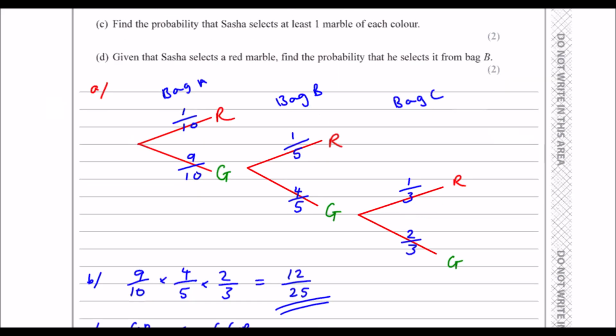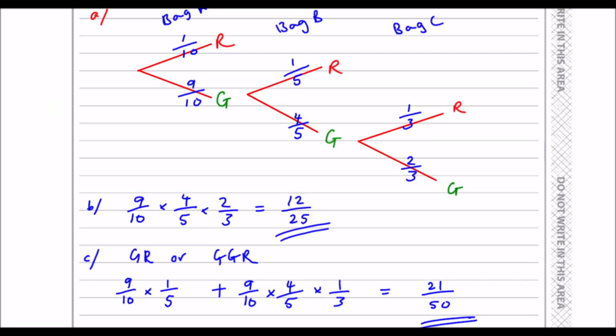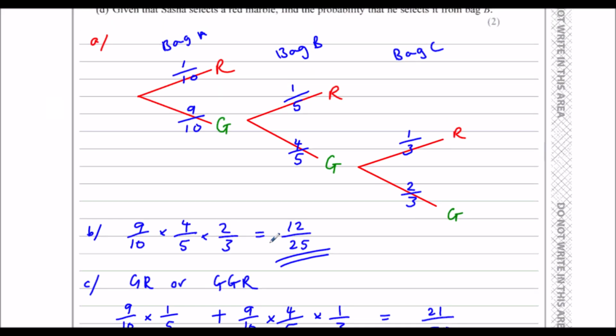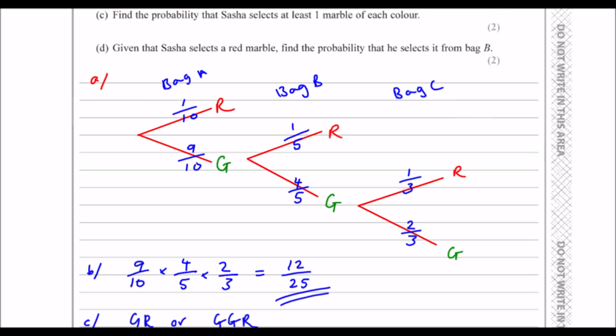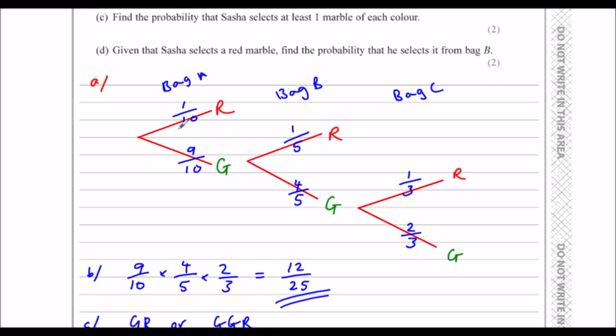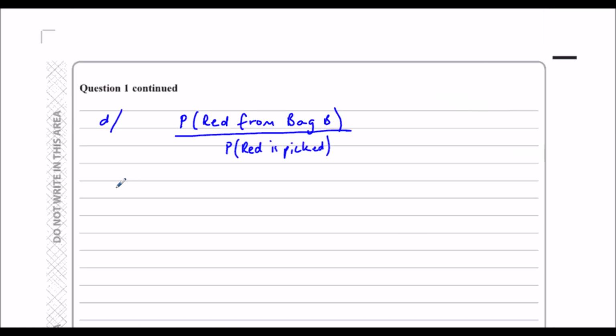And well, the probability of getting a red at all. So let's do that first. So red from B is 9/10 times 1/5. So probability of a red from B is 9/10 times a fifth, and well, that's 9/50.